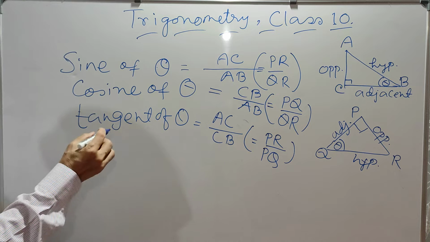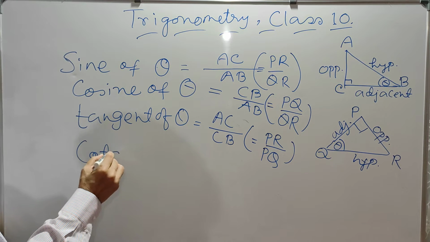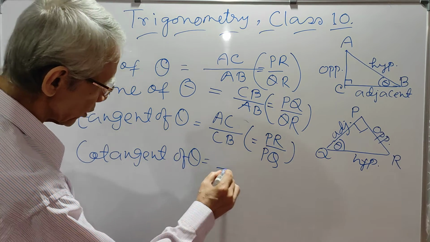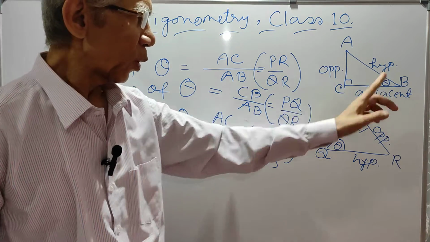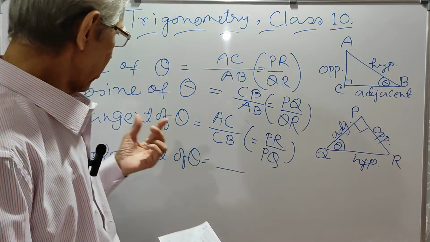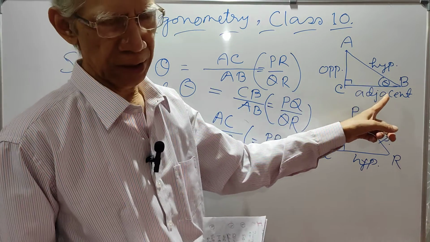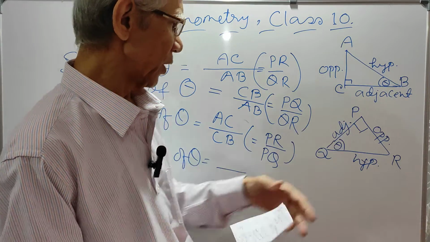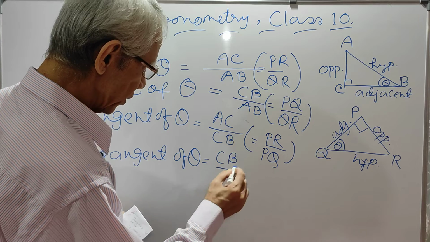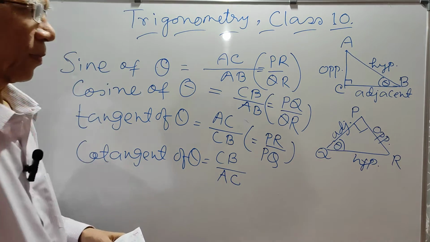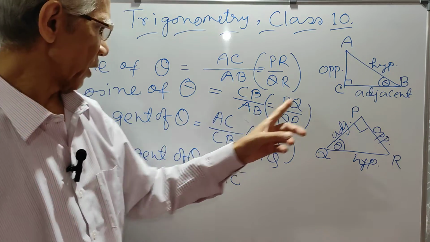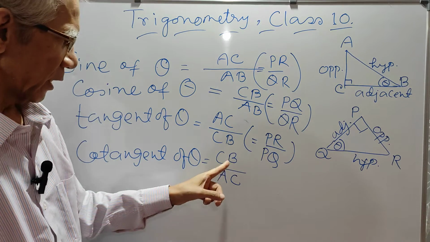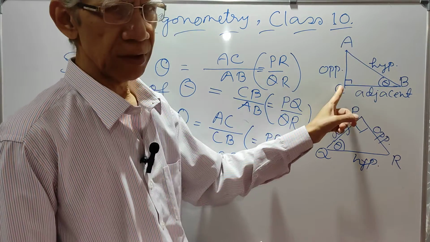Do you follow? Now cotangent of angle theta. So this is which ratio? Tangent was opposite by adjacent. Cotangent is adjacent by opposite. That means CB by CA. So tangent is opposite by adjacent, and cotangent is just the reciprocal, that is adjacent by opposite. That means CB by AC.